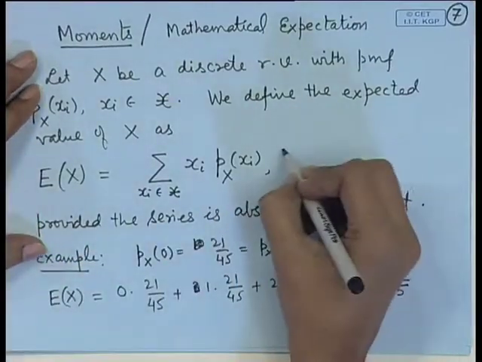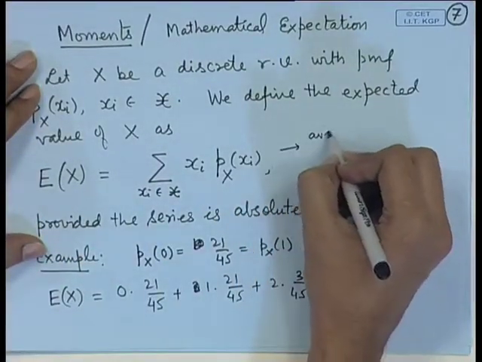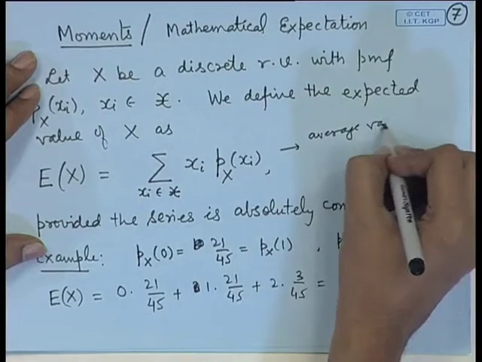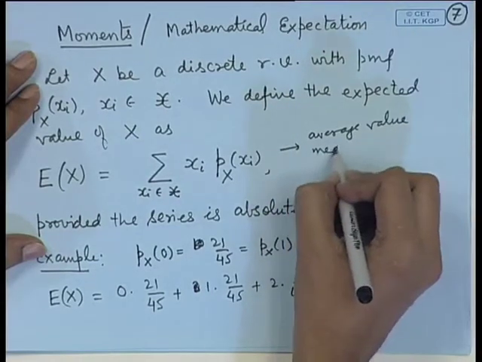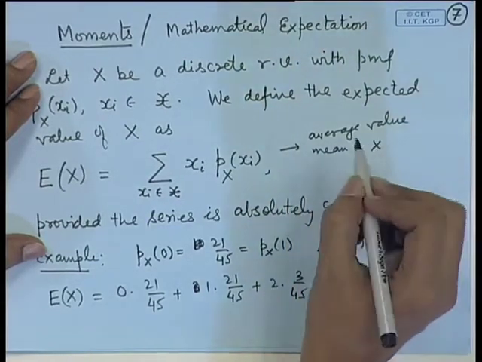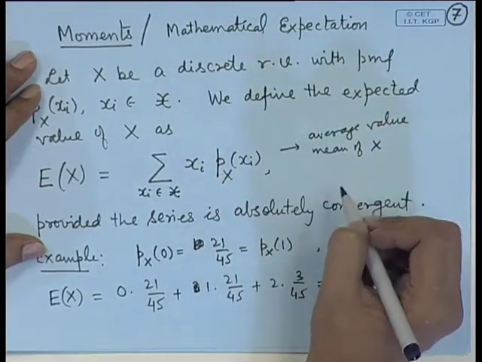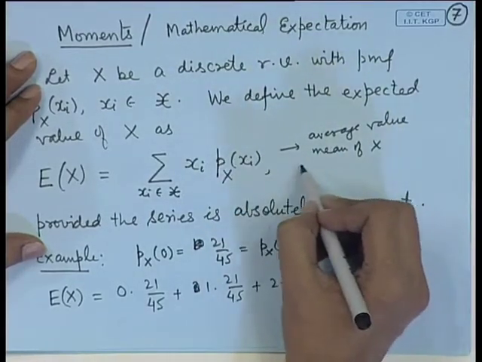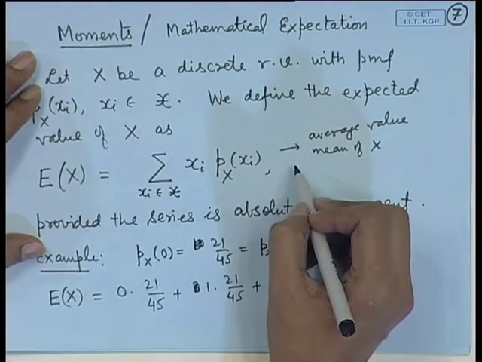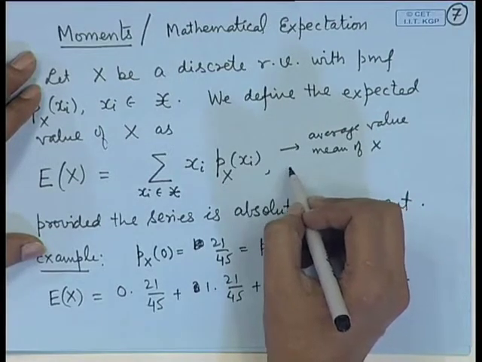So, this expectation of x is also called the average value, it is also called the mean of x or arithmetic mean of x, etcetera. So, several names are there. It is also called the first moment about the origin.